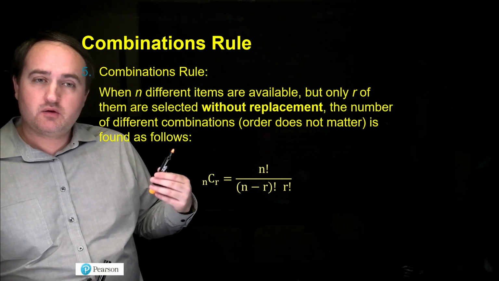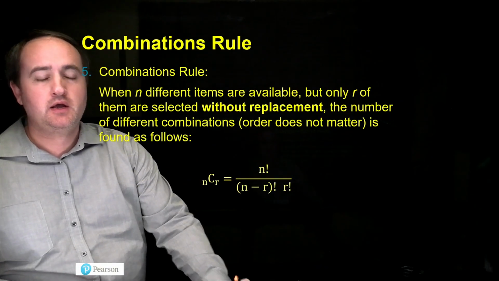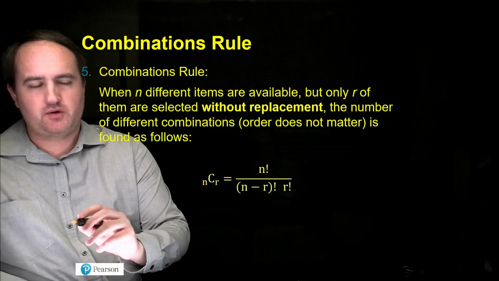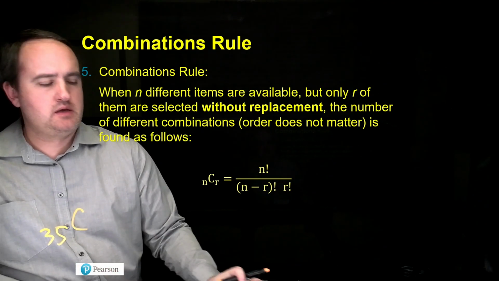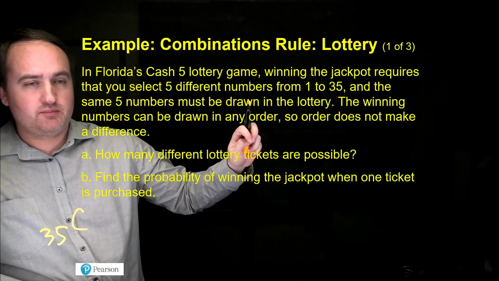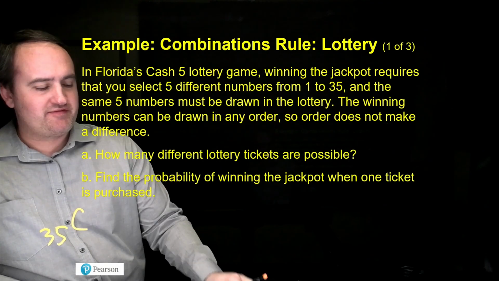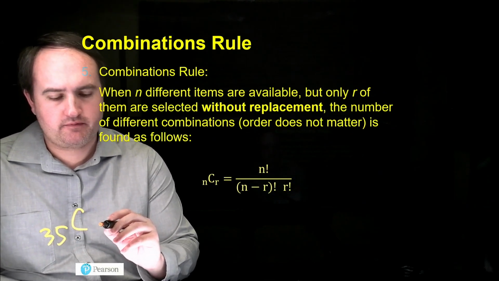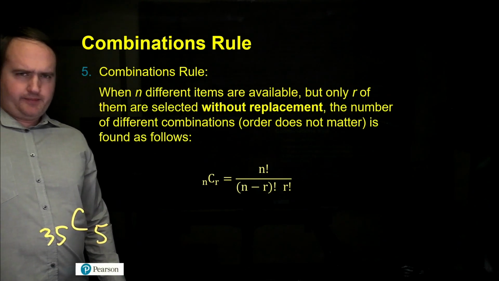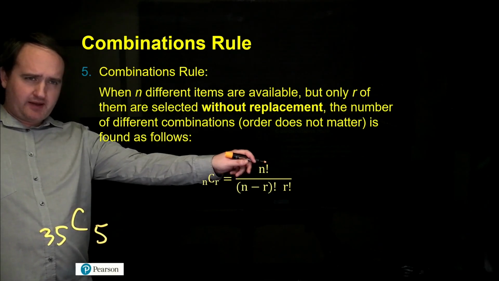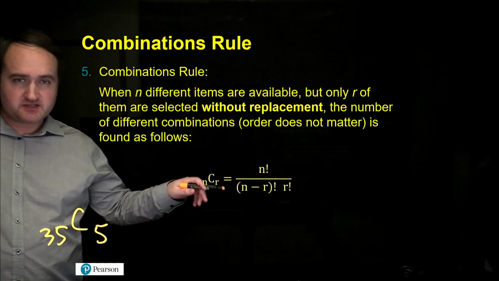Here we can see that n would be the larger number, which would be 35. That's the number of possible numbers. So here we're going to be doing 35C, and then because they're selecting 5 numbers where the order doesn't matter, r is going to be 5. Okay, so it's going to be 35C5. I'm going to show you how to use this formula, just in case your calculator doesn't have an NCR button.